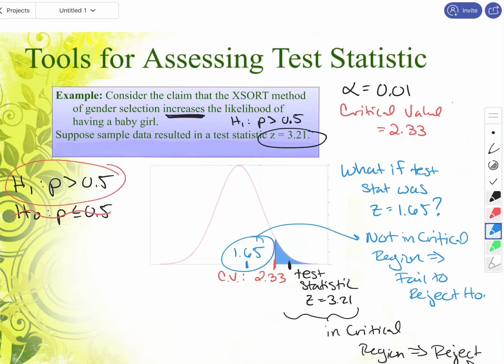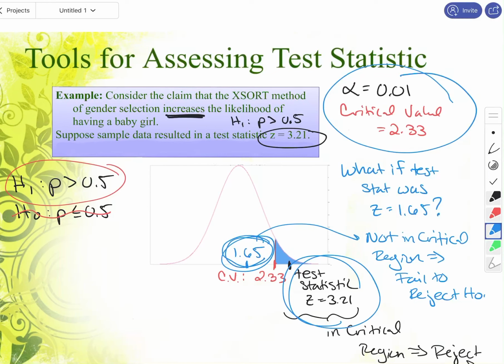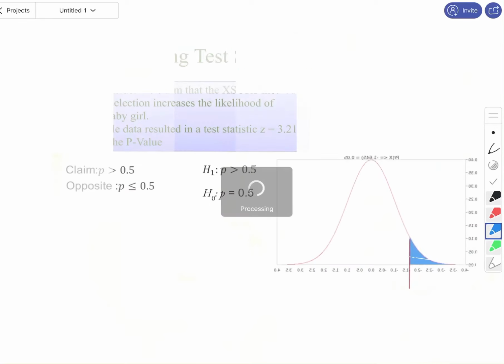So what you're looking at is we're comparing our critical z-value that we got from our significance level to the test statistic that we got from our data. If the test statistic puts us in the critical region, we reject the null hypothesis. If the test statistic puts us outside of the critical region, we fail to reject the null hypothesis.